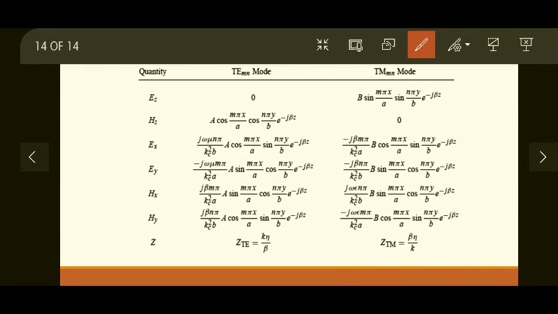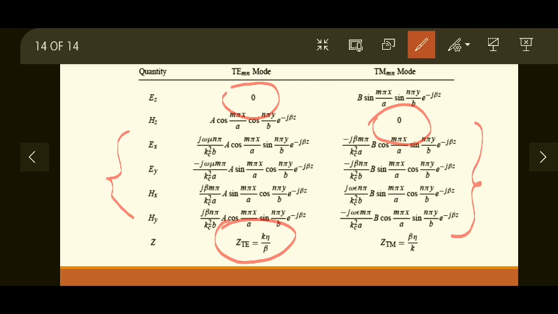Then the Ez component in TE mode will be 0, and in TM mode the Hz component will be 0. Then Ex, Ey and Hx, Hy. How to calculate these? Using Maxwell's equations as well as boundary conditions and the Helmholtz equation. We have seen that for TE mode. On a similar pattern you can find them for TM mode. Okay, and then wave impedance, that is Z, can be calculated using the formula k eta, that is the intrinsic impedance, divided by propagation constant, and for TM mode that will be reversed. Beta will be in the numerator and k will be in the denominator.